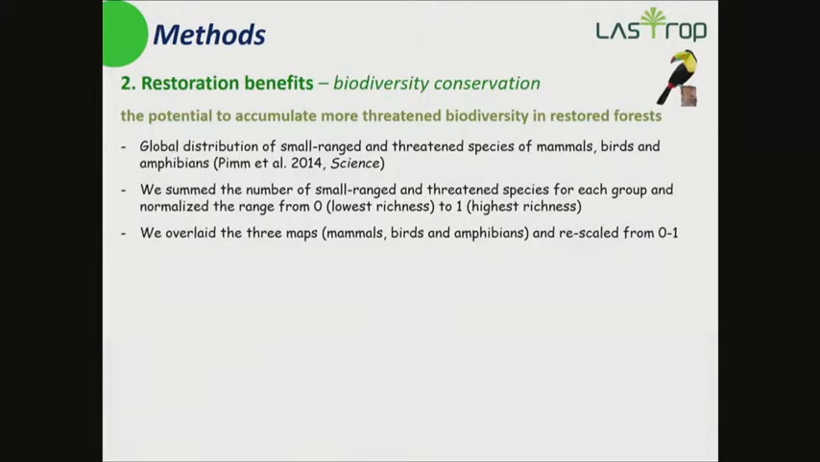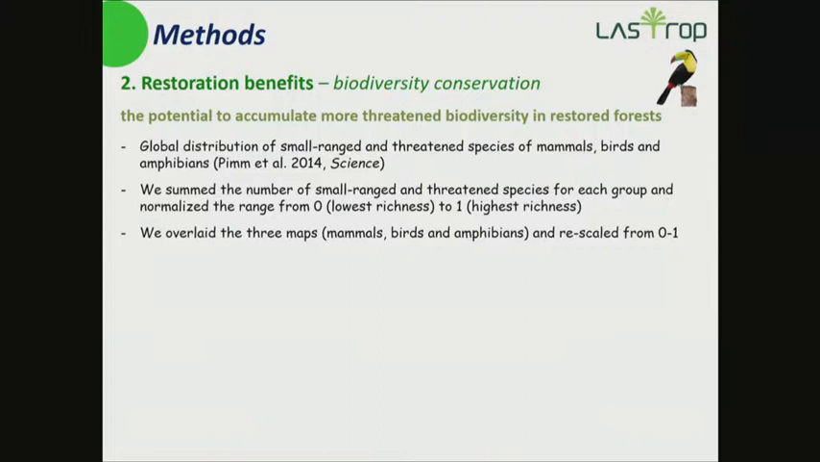So for the restoration benefits, we constructed this layer based on a global well-known database on biodiversity distribution. They have data for three vertebrate classes: mammals, amphibians, and birds. So what we did was to sum up the number of small-ranged and threatened species of mammals. Then we normalized it globally from 0 to 1.